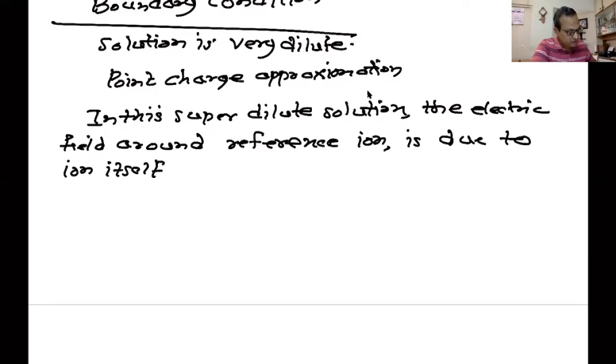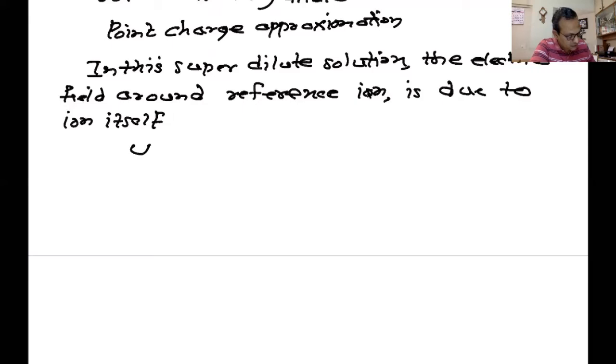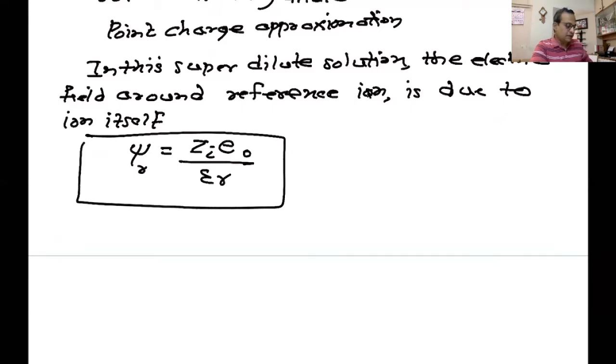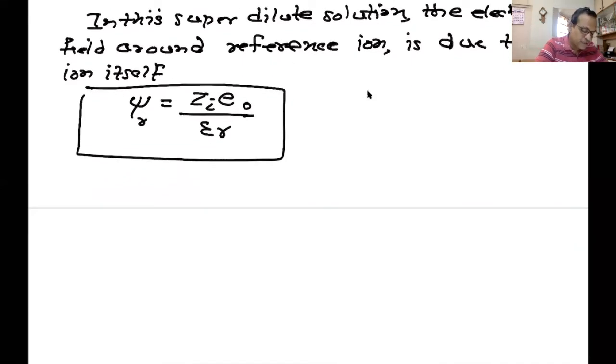Okay, which is nothing but psi r is equal to zi e0 upon epsilon. This we have already seen. So this one thing will happen in super dilute solution. My electric field or my electrical potential around the ion is due to the ion itself. The cloud will not have an impact on this because the cloud is so far apart, so super diluted, the ions are so away from each other, so you don't really see the interaction.